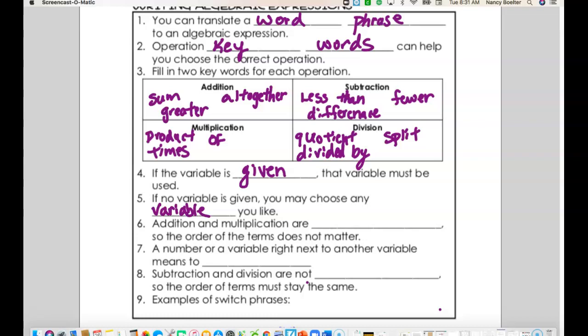Addition and multiplication are commutative, just like we talked about yesterday, so the order of the terms does not matter. A number or variable right next to one another means to multiply. So 5x means 5 times x, or 6n means 6 times n.